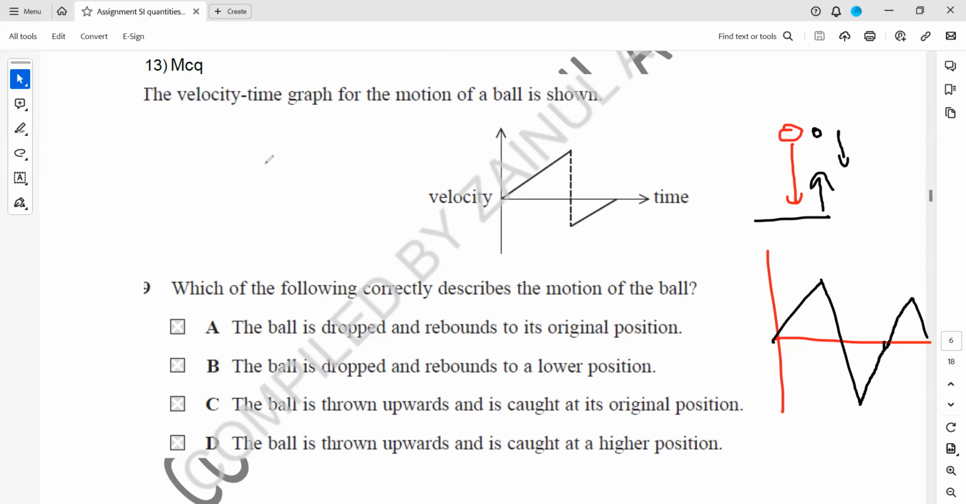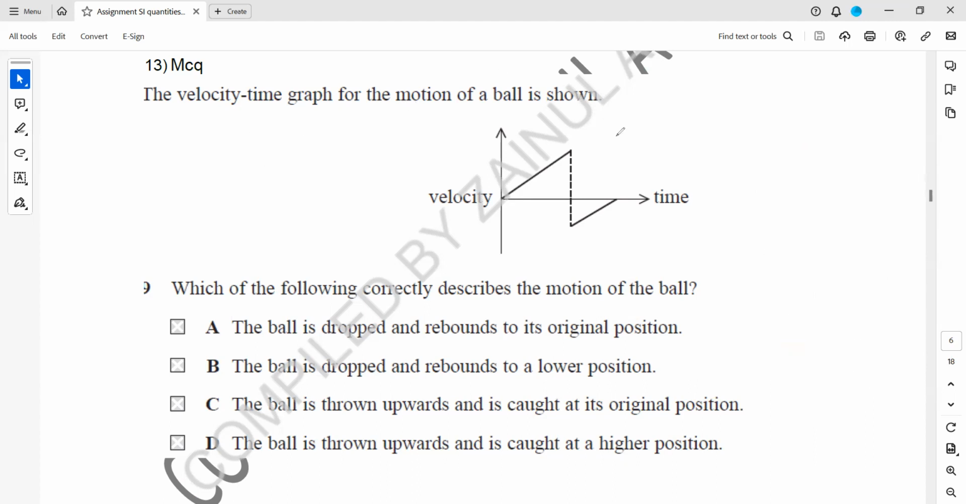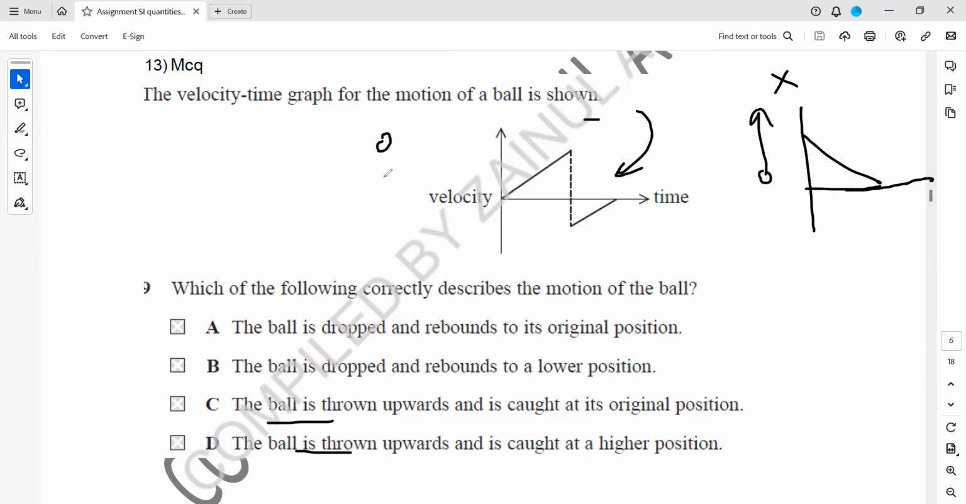So the velocity time graph for the motion of a ball is shown here. As you can see, there's a velocity time graph. C and D are totally wrong, because if the ball was thrown upward, the velocity should decrease, not increase. But the velocity is increasing, so the ball is being dropped. It's not going up, it is going down.